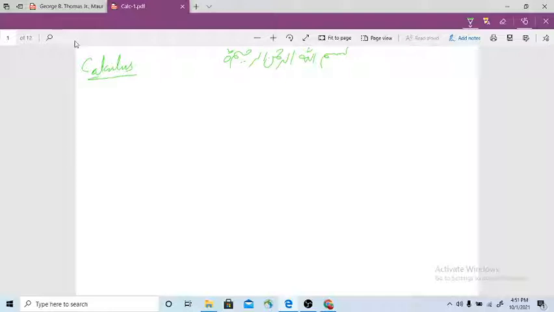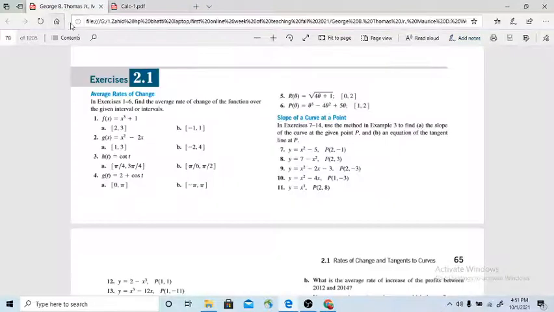Although we have discussed something in lecture 1, I am repeating the things for you again. Friends, what we have to do is solve these problems, the first 6 problems of exercise 2.1 from the Thomas Finney book. So, average rate of change in exercises 1 to 6: the average rate of change of a function over the given interval is to be determined.